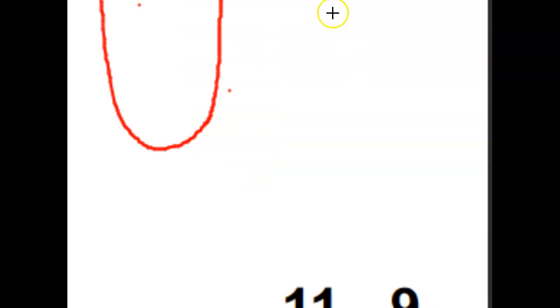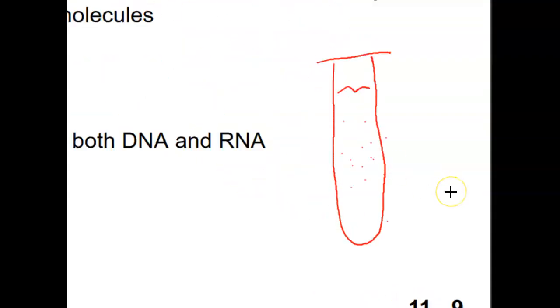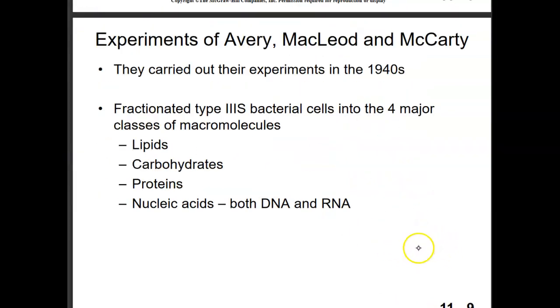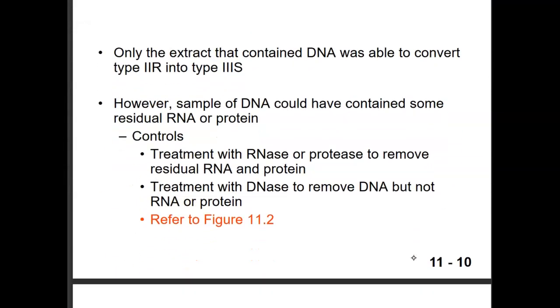Well, if you spin the solution really, really fast, all the heavy stuff sinks to the bottom, all right? And the light stuff stays floating. So that's exactly what they did. They made an extract that contained only DNA by spinning it real fast. And they were able to convert the type R microbes into type S, the rough, the non-pathogenic, into the pathogenic.